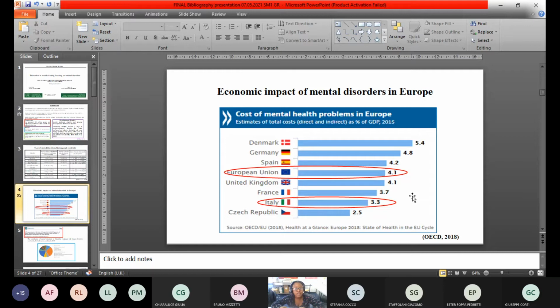And in looking at this graph, we can say Italy is doing more or less better than the whole of Europe combined in terms of not losing too much towards mental health, but this number on its own is still very large.